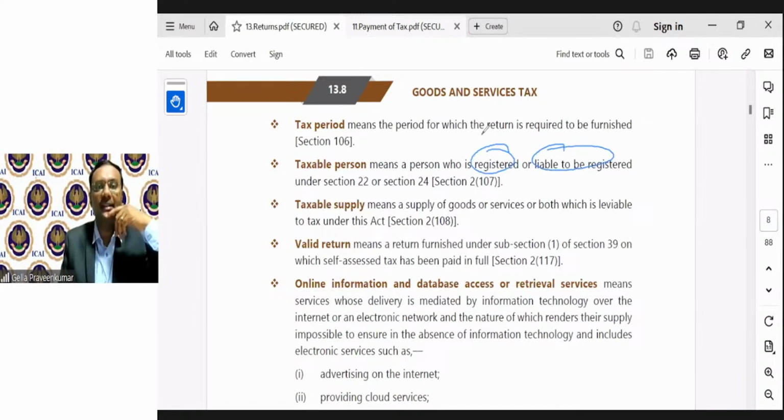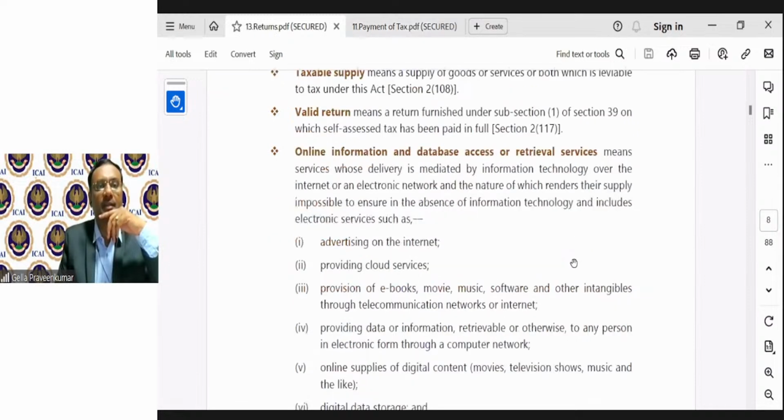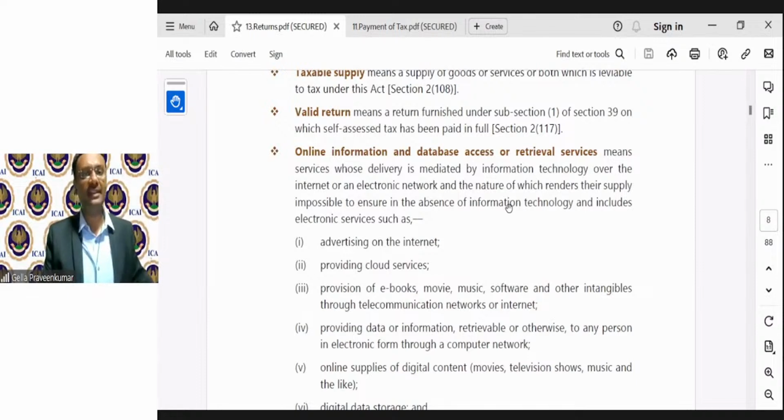Registered means already obtained registration under section 22. Liable to be registered by virtue of the provisions of section 24, ought to be registered but not registered. Then I call them a taxable person. Taxable supply: supply of goods or services or both on which tax is leviable under section 9, subsection 1, or 9.3 or 9.4. Valid return furnished under 39.1 on which self-assessed tax has been paid in full.